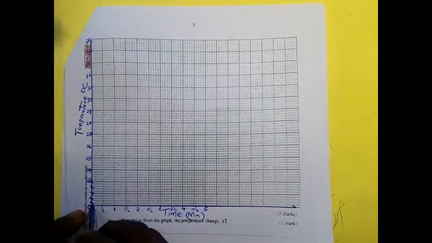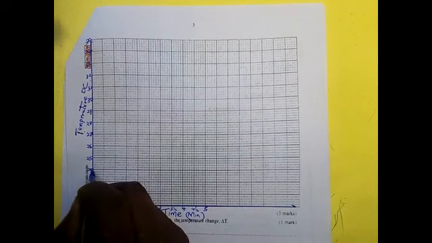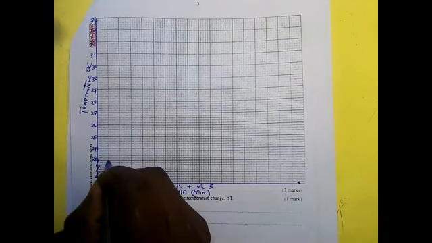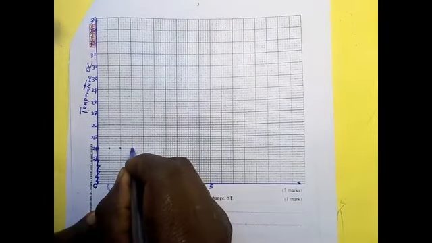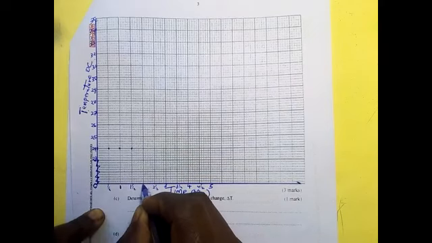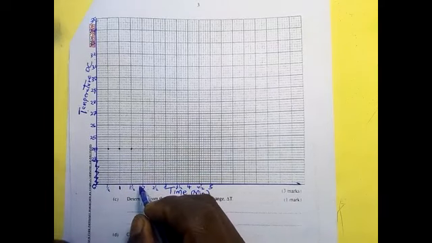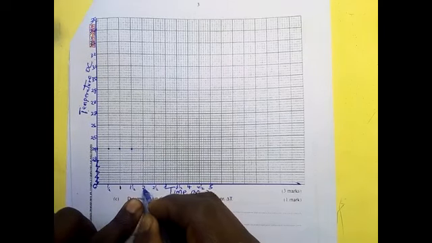So when time is 0, the temperature was 24. So we put that point there. Another point here. Another one here. Another one here. Up to that point. Because at 2, there is nothing we did. We didn't take the temperature when time was 2.